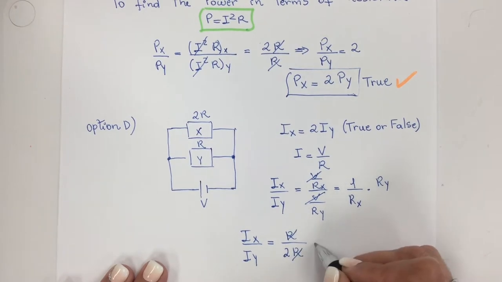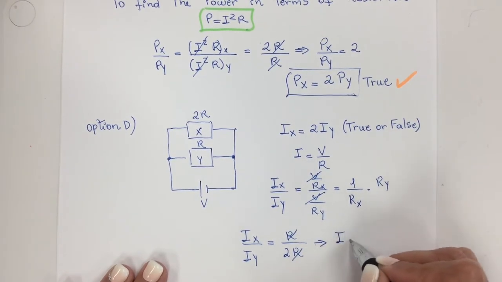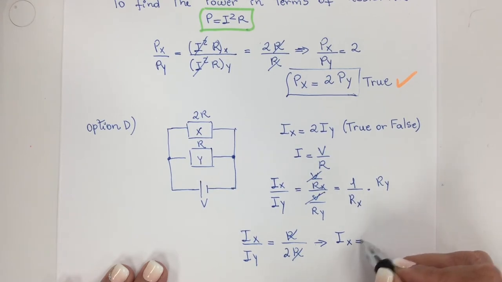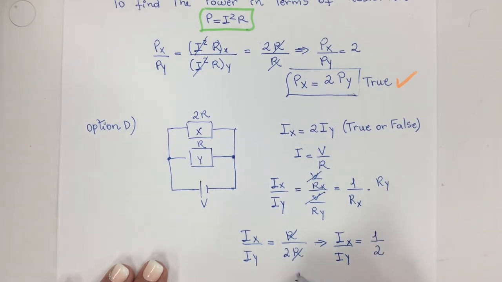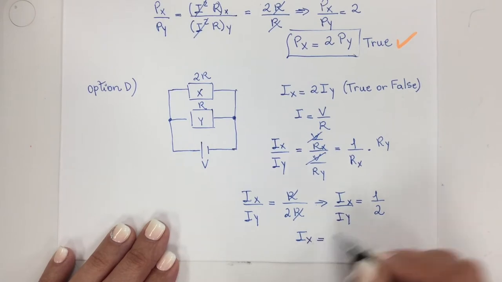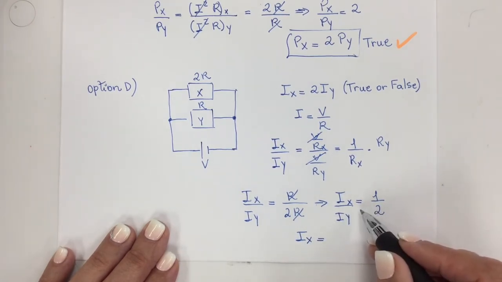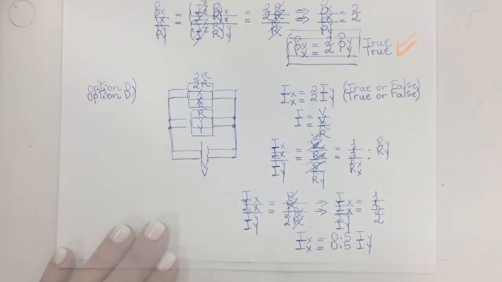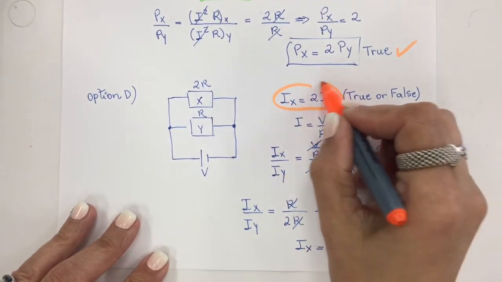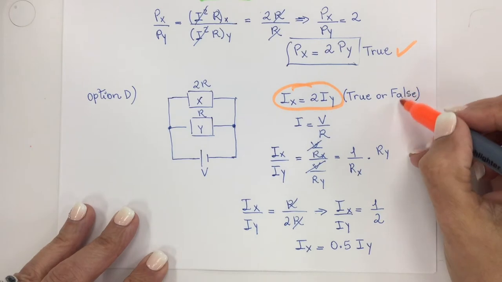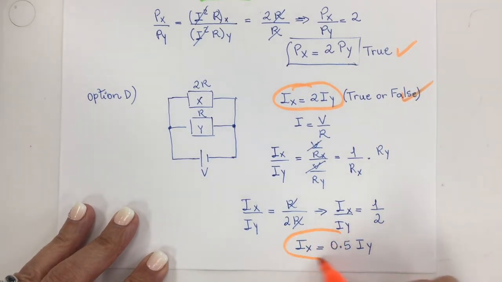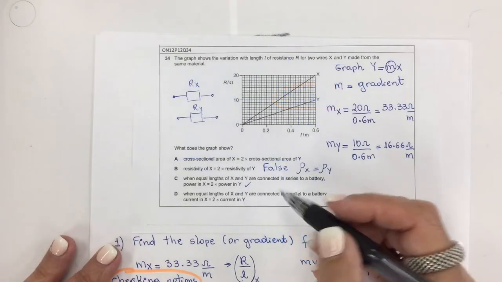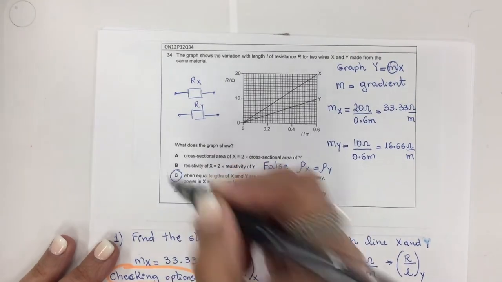So cancel this. This means that Ix over Iy is 1/2, so my Ix is 1/2 of my Iy. The option gave this statement, and we verify this is false, because actually the current on X is 1/2 of the current on Y. So the answer for this question is option C.